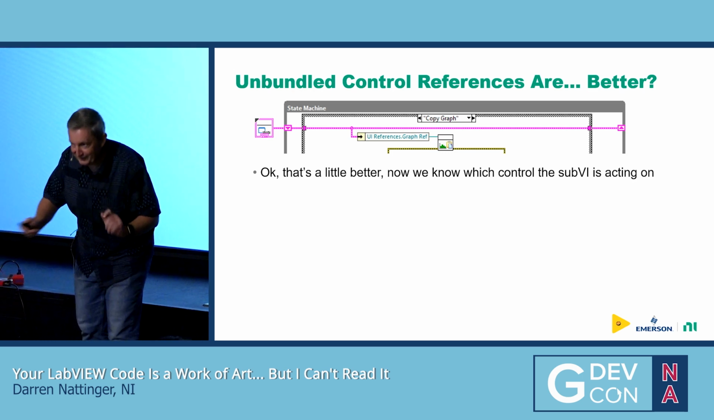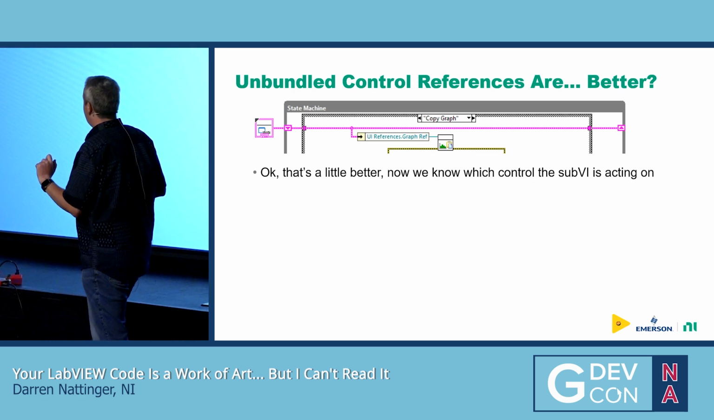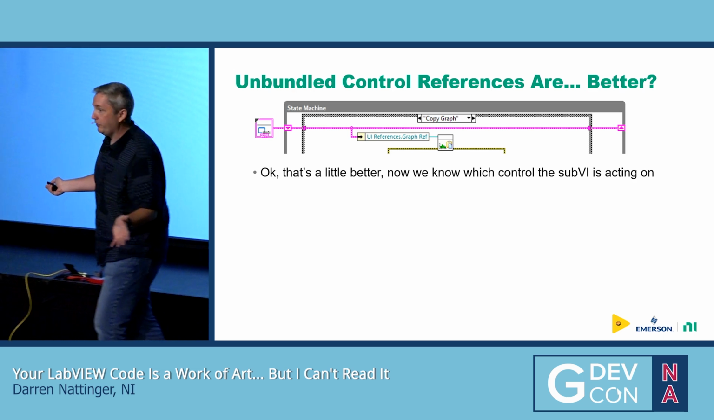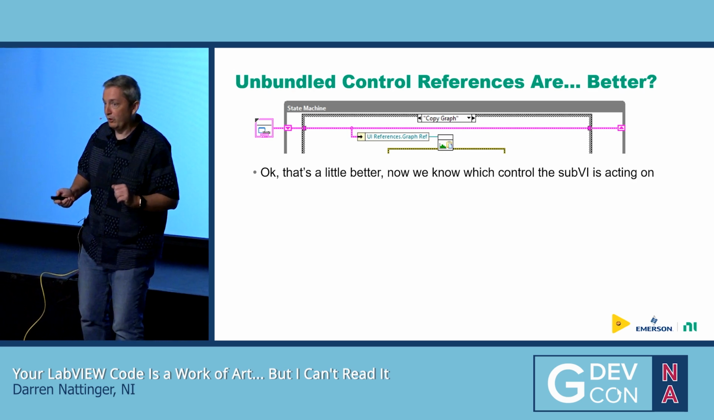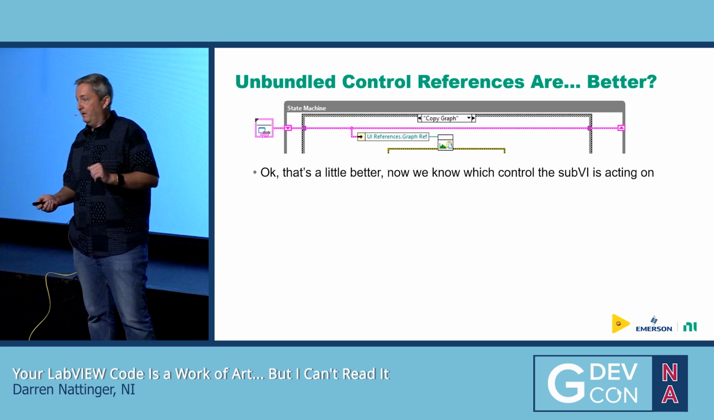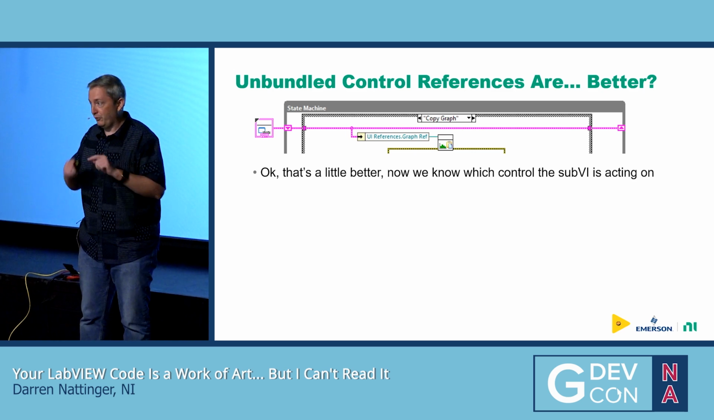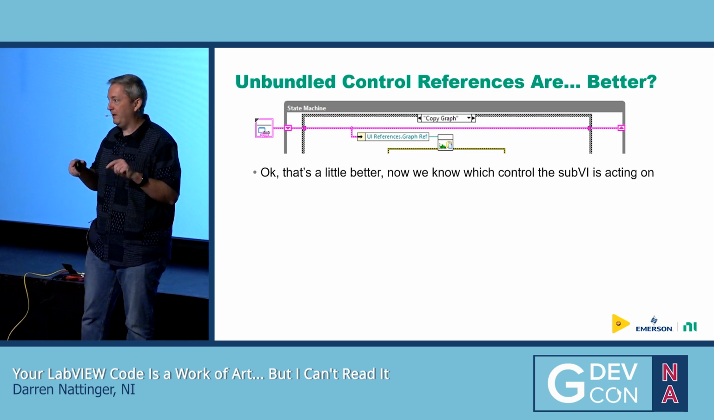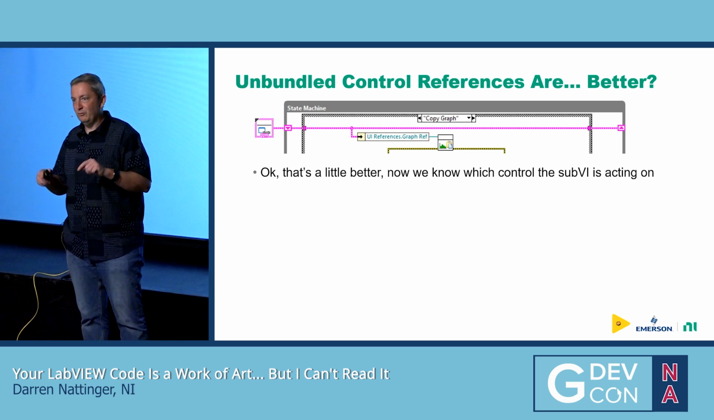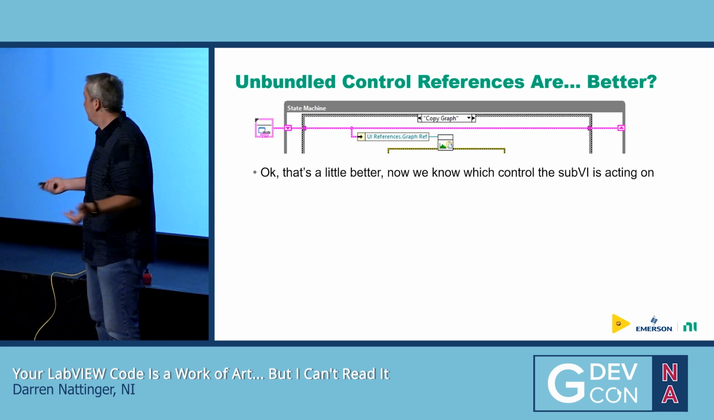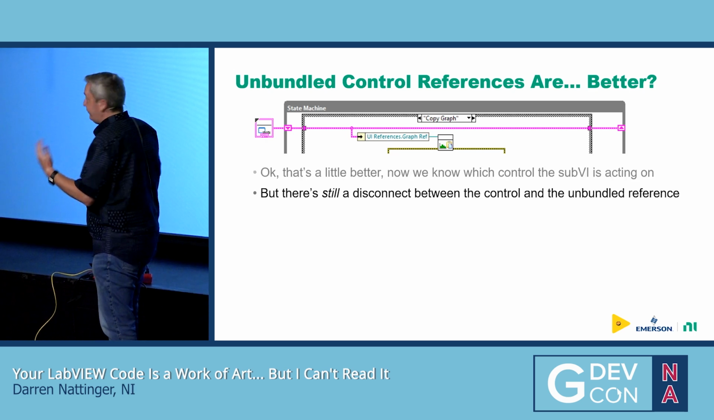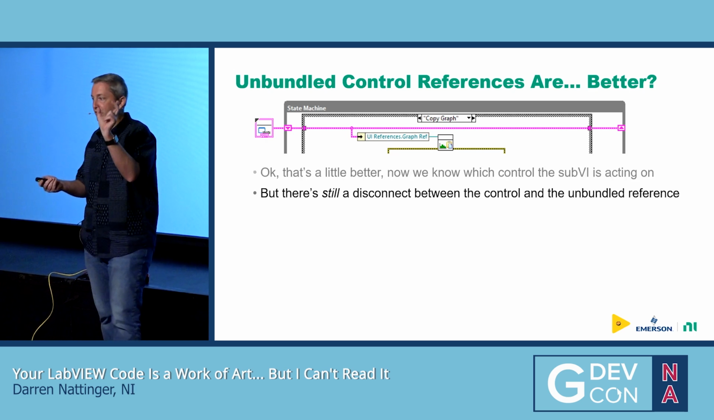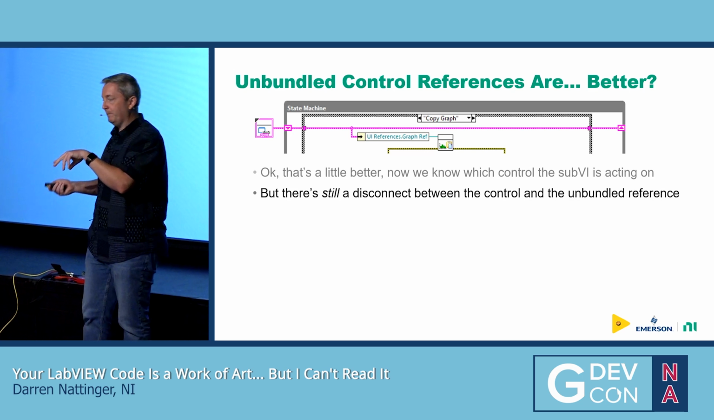But this is still not that great, because when it comes time to debug this code, because something isn't working right with your graph, are you doing a text search for the words graph ref to find all the places where that graph reference is being unbundled? That's annoying. What if there's other stuff called graph ref? There's still this disconnect between the actual object on the front panel and what the sub-VI is doing.